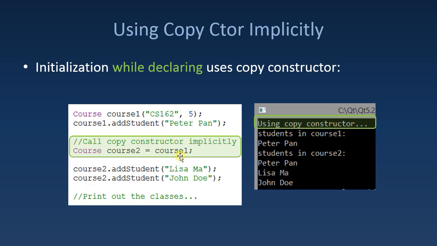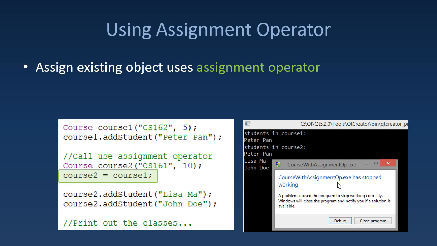If I do course 1 gets assigned into this new course, course 2, I'll use the copy constructor. So the time when we really use the assignment operator is if I have 2 existing objects and I then say, hey, take course 1 and assign that into course 2. And if we don't provide our own version of it, that's when we have potential to really blow things up.